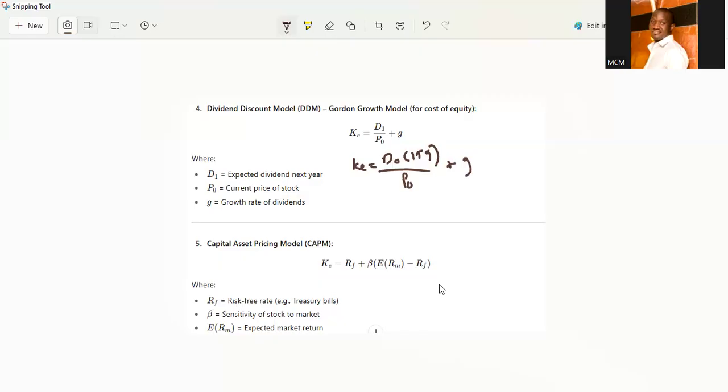Then we also have the CAPM model, the capital asset pricing model. It's used to calculate the value or cost of equity. It's given by the risk-free rate plus beta, open brackets expected market return minus the risk-free rate. In this case, our risk-free rate, in most cases, we are referring to treasury bills. So in that way, I hope we are together so far. Any questions before I proceed?